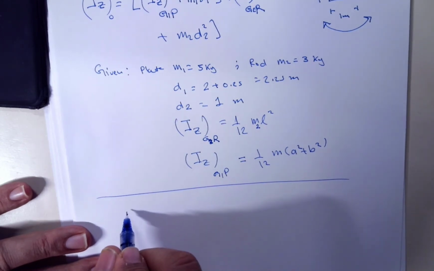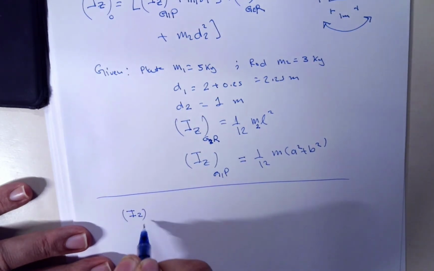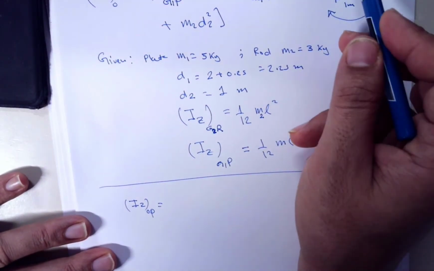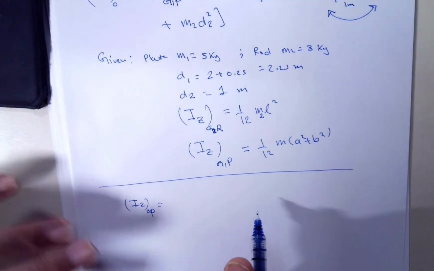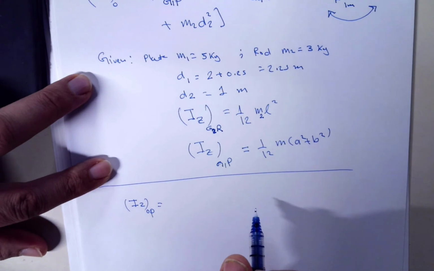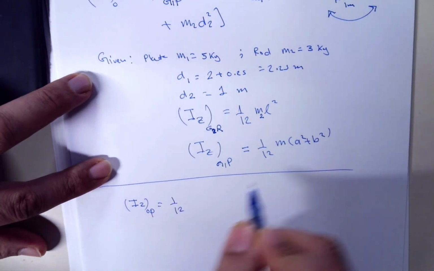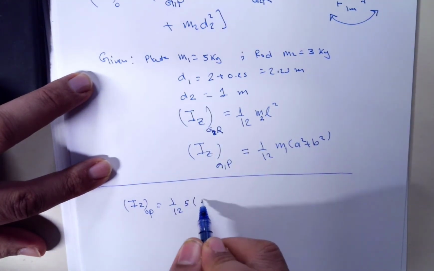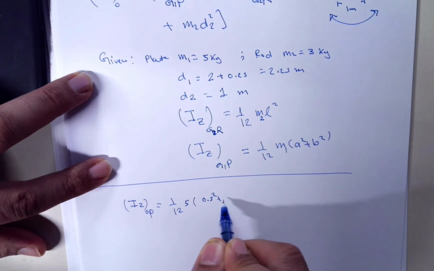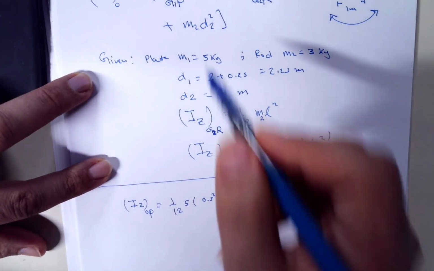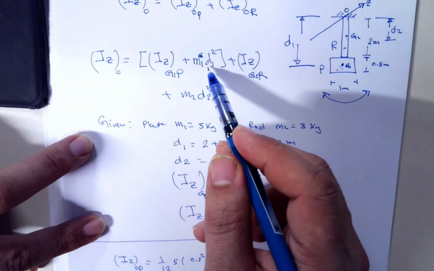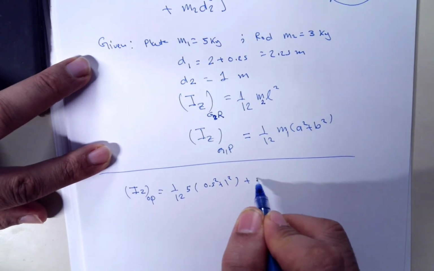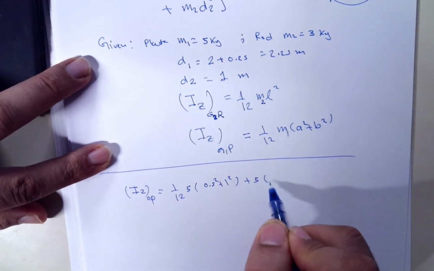So I'm going to start with the IZ about O, which is the moment of inertia for the plate about O. I'm just going to plug in numbers from this equation. So for the plate it is 1 over 12, the mass 1 is 5, A square is 0.5 square plus 1 square, plus, now using the parallel axis theorem to move this from here to there, 5 by distance 1 square, 2.25 square.